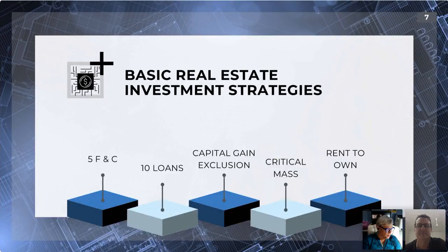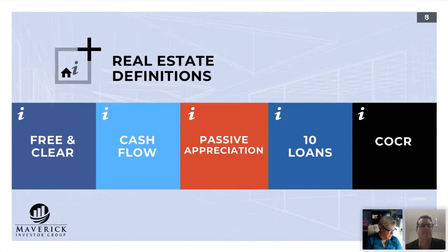All right, so with that, I'm going to just jump into some basic real estate investment strategies that I like to talk about with my clients. One of these is the 5 free and clear house property. It's a strategy, and I'll talk about what that is. The 10 loans, the capital gains exclusion, the idea of critical mass, and then how you can do a rent to own. That's another type of way to create cash flow. So with that, let me just jump into this a little bit further.